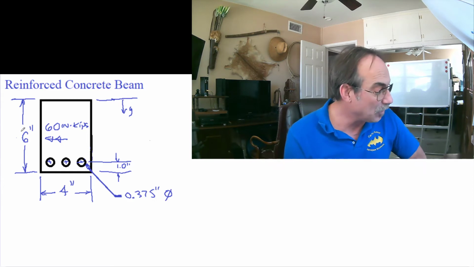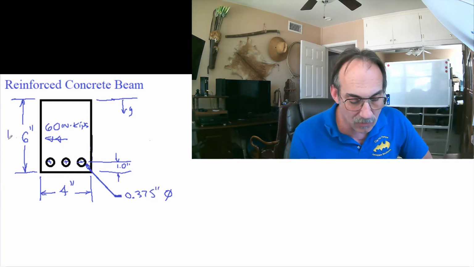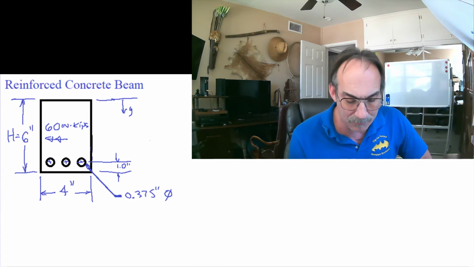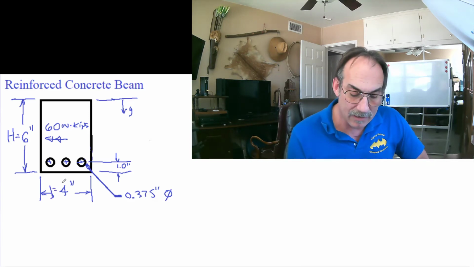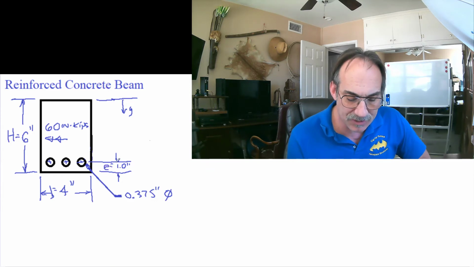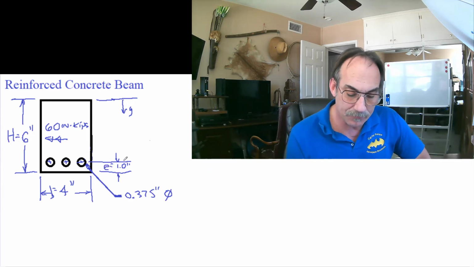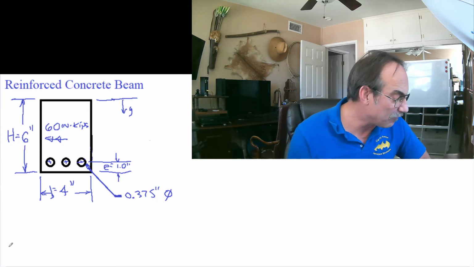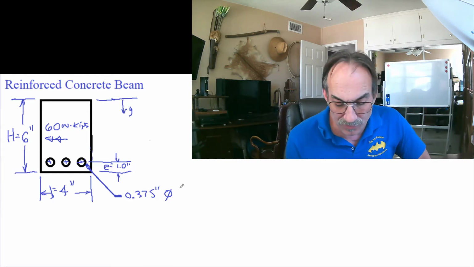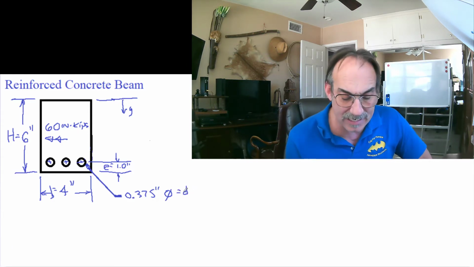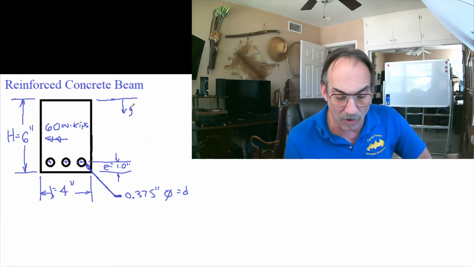We're going to use the same nomenclature as the text, which means we're going to call the height of the beam H. We're going to call the width of the beam B. We're going to call this dimension here from the bottom of the beam to the steel rods E. The diameter of the steel rods is going to be D. As we said, our Y bar is from the top.